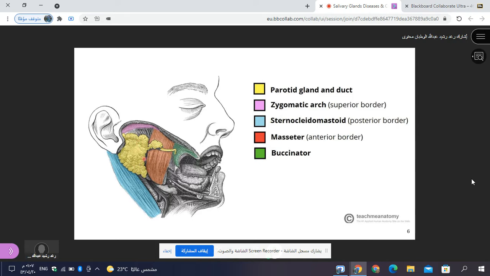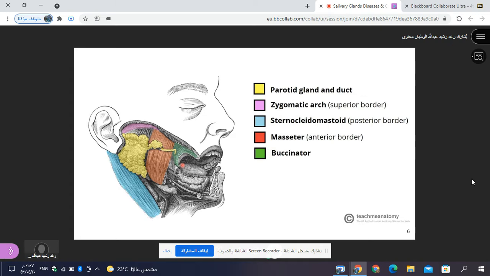So this is the parotid gland and this is the duct. Superiorly عندنا الزيجوماتيك arch as you can see. Inferiorly عندنا lower part of the mandible. الانتيريلي راح يكون عندنا المسيتر، والبوستيريلي راح يكون عندنا ستيرنوكلينوماستويد. طيب إيش هذه العضلة اللي هي الباكسينيتر؟ الباكسينيتر أهميتها إن الباروتيد duct runs within masseter and pierces الباكسينيتر to open into upper second molar tooth.